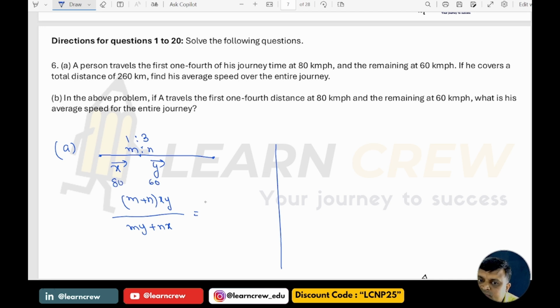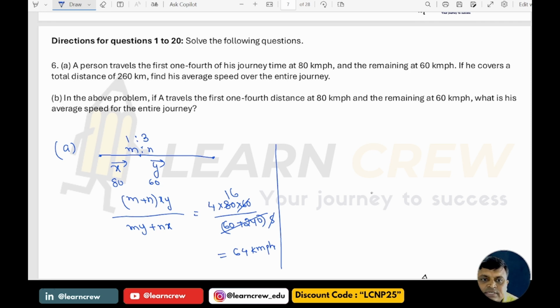So m plus n, 1 plus 3, 4, into xy, 80 into 60, divided by my. My means 1 into 60, 60, plus n into x, 3 into 80, 240. 240 plus 60, 300. 5 6s are 300. 5 16s are 80. So 4 into 16 would be 64 km per hour. 64 km per hour. I hope it is clear.